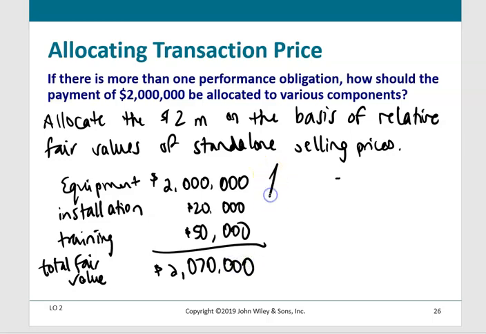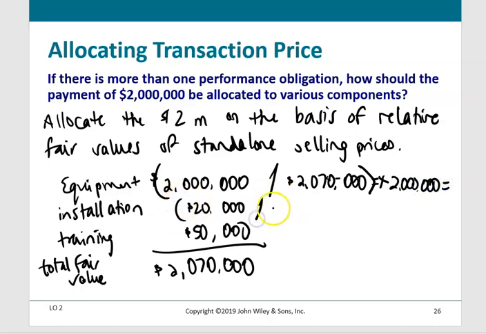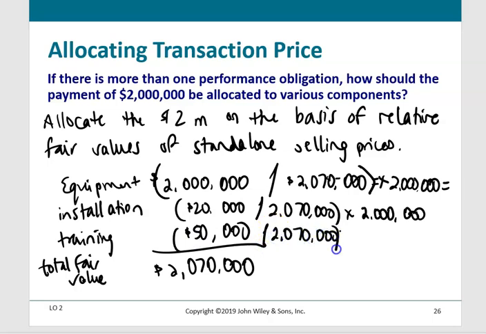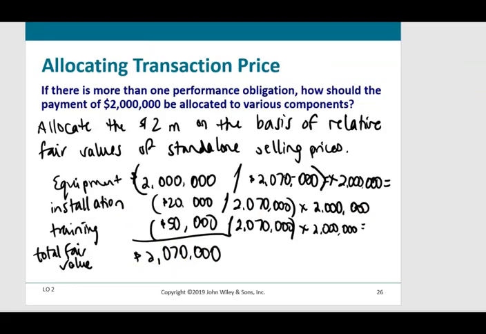So we say, how much of the total fair value does the equipment represent? And then let's multiply that proportion here by the contract value of $2 million. The installation as a proportion of total fair value, and then multiply that by the full contract amount. Same thing for the training. And we get relative fair value on the equipment of $1,932,367, relative fair value on the installation of $19,324, and relative fair value on the training of $48,309.